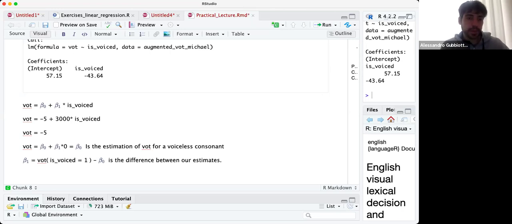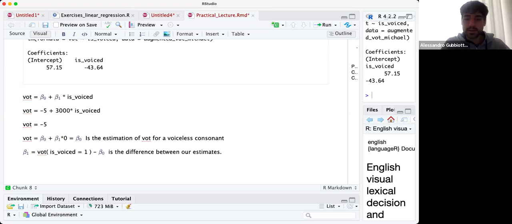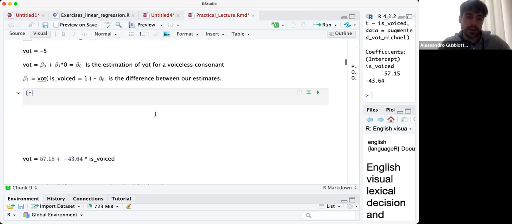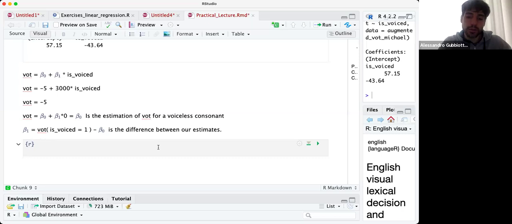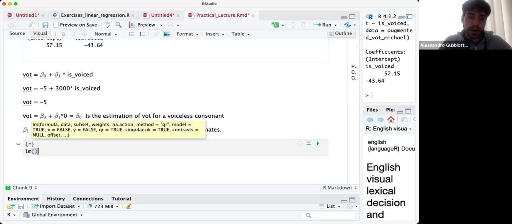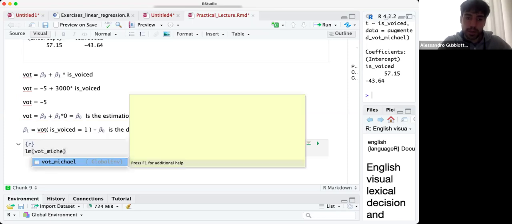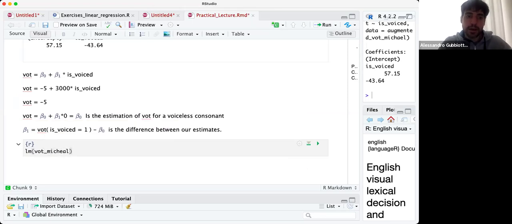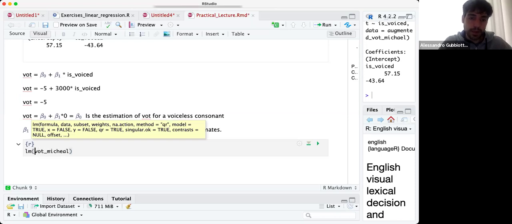Okay, so that's the point: we can make a better estimate. What we did with the dummy variable, R does automatically. So we could have used our initial vocal onset time of Michael without the column we have created, simply, and it creates that column automatically.